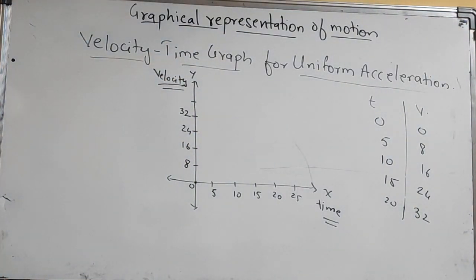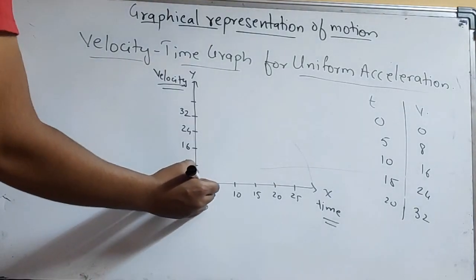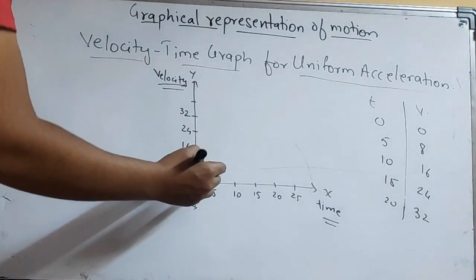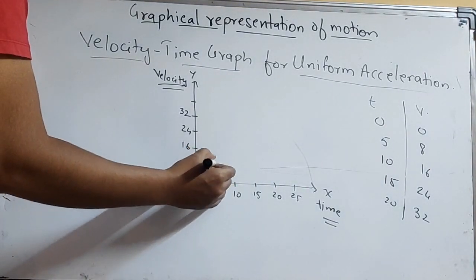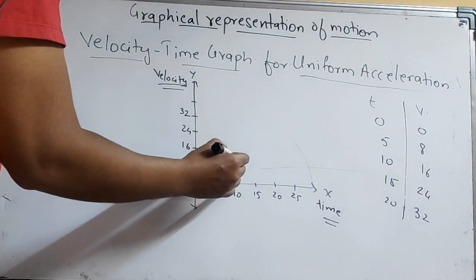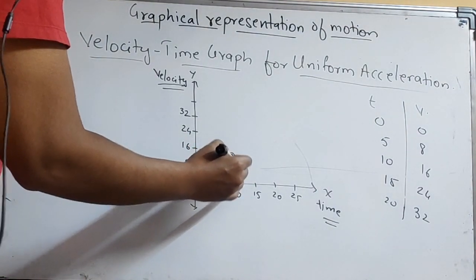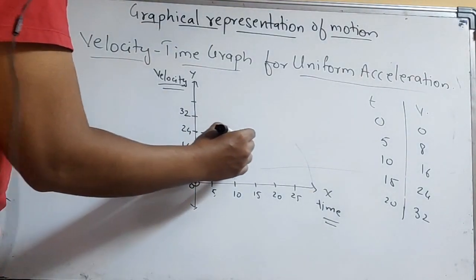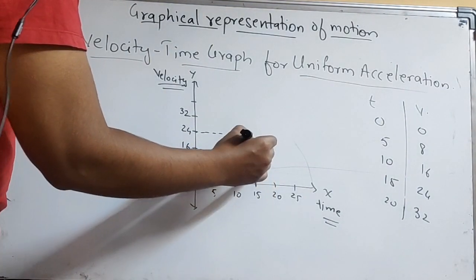Now when the time is 0, the velocity is 0. When 5 seconds have passed by, the object has a velocity of 8 meters per second. At 10 seconds, the velocity of the object is 16 meters per second. After 15 seconds, the velocity is 24 meters per second.